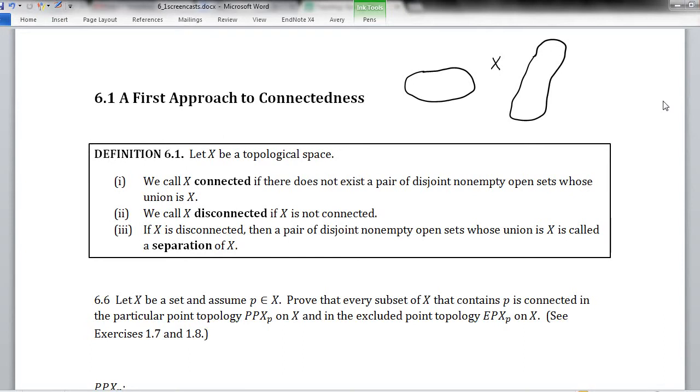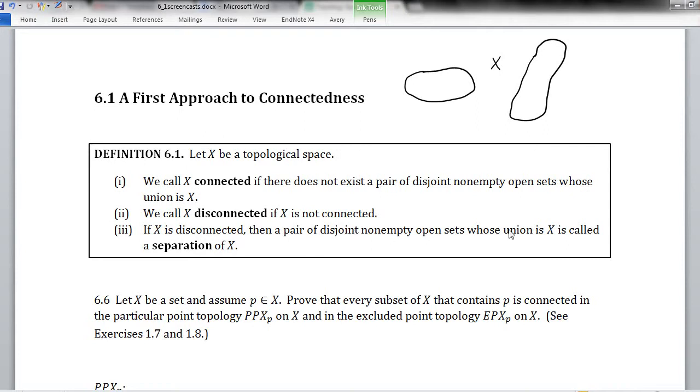And here it is. Let X be a topological space. We call X connected if there does not exist a pair of disjoint non-empty open sets whose union is X. And X is disconnected if X is not connected. So if there does exist some pair of disjoint non-empty open sets whose union is X, in that case, that pair is called a separation of X.